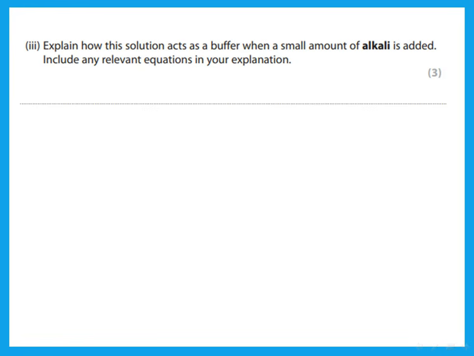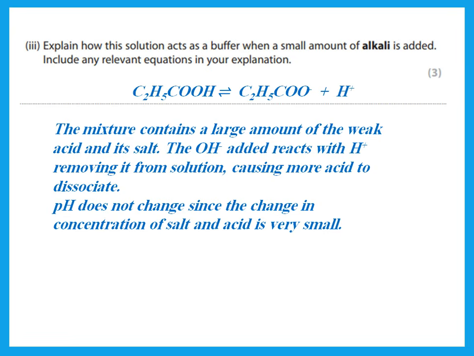Okay. Explain how this solution acts as a buffer when a small amount of alkali is added. Again, we said if we have this kind of equation, the mixture contains a large amount of the weak acid and its salt. If we add OH minus ions, they will react with the H plus, removing it from solution, causing more acid to dissociate. So that means it shifts the equilibrium to the right. The pH does not change since the change in concentration of the salt and acid is very small.